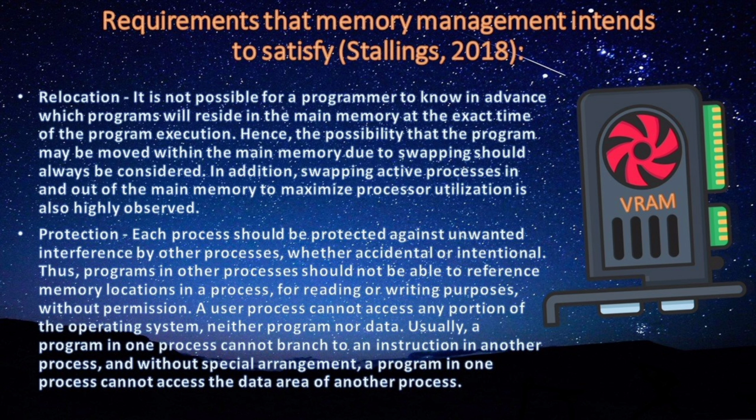Second bullet, protection. Each process should be protected against unwanted interference by other processes, whether accidental or intentional. Thus, program and other processes should not be able to reference memory location in a process for reading or writing purposes without permission. User process cannot access any portion of the operating system, neither the program nor data. Usually, a program in one process cannot branch to an instruction in another process, and without special arrangement, a program in one process cannot access the data area of another process.